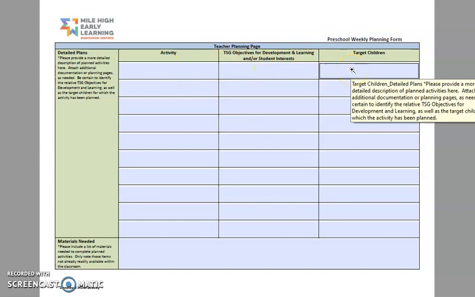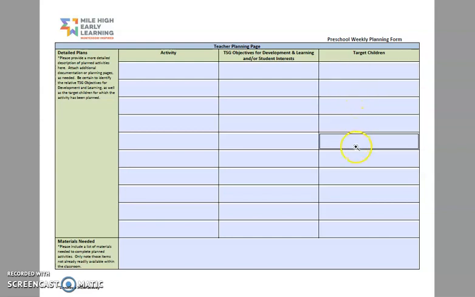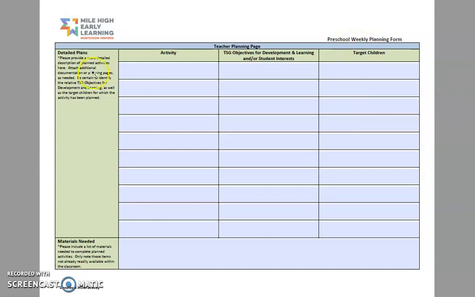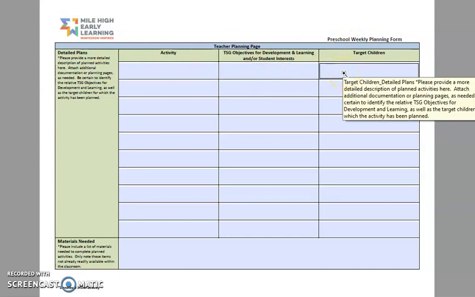This is target children is where I see a lot of confusion as well. So it is not appropriate to put all for every activity that you're doing back here. As part of being a Head Start, we should be individualizing for children. So when you are planning an activity and relating it to TSG, you should know what children you are targeting. So you should be putting that back here where it says target children. Additionally, we need to only be using initials.